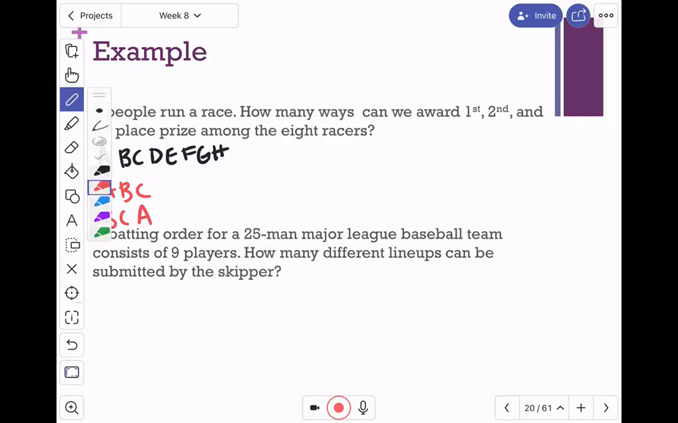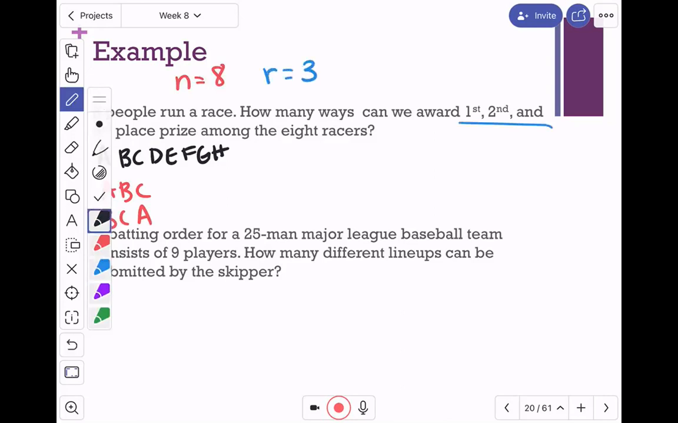In this particular permutation, your n is the total number of people you have available. So to us, our n is equal to 8. And the r is the number of ways you want to rearrange those 8 people. Well, we want to rearrange them in 3 different spots, so our r is equal to 3. So when we write this, we can write this as 8P3.